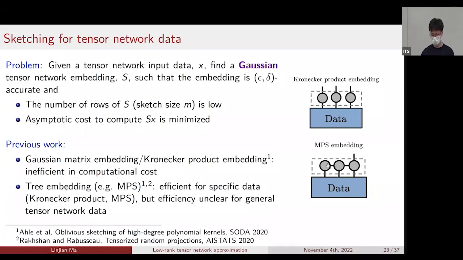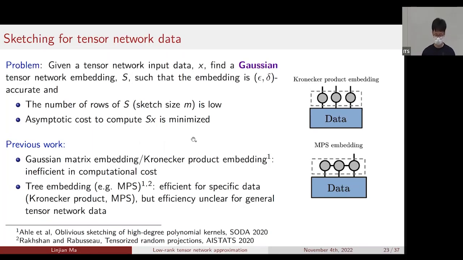These two figures are some visualization. We have some data, and this can be some general tensor network. We want to apply something on it, and these gray vertices are the random embeddings. So the question is, what kind of structure can we choose in the embedding so that this problem can be efficiently solved?